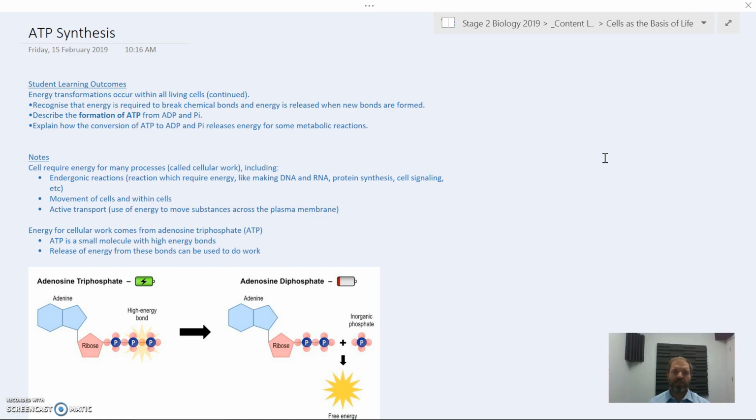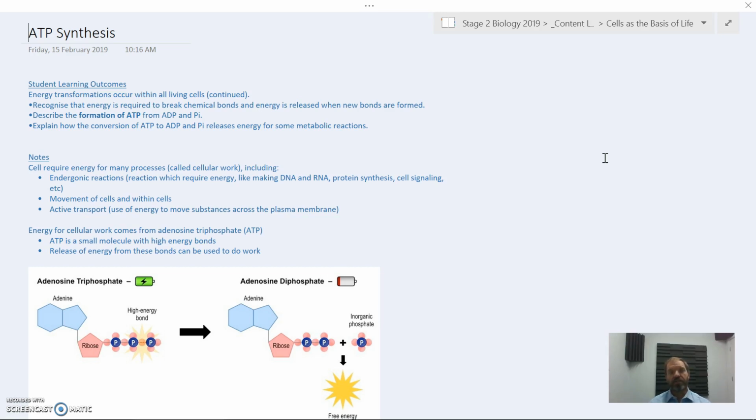A lot of things in the cell require energy. A lot of endergonic reactions require an energy input, obviously. So we're really looking at a lot of synthesis reactions here. In order to make DNA or RNA, protein synthesis, even some parts of cell signaling require an input of energy, and that comes from the energy released by breaking down ATP.